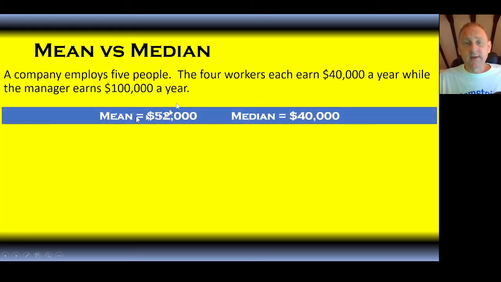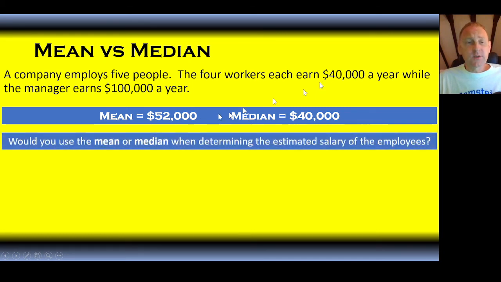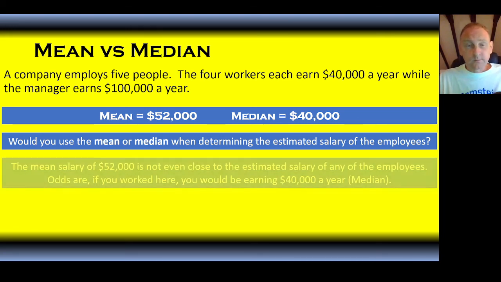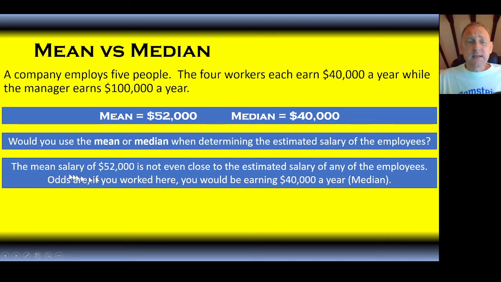So here's our values again. I just put it up here. So what are we going to do? Which one is the best? Would you use the mean or would you use the median when determining the estimated salary of the employees? And a lot of people might think, well, you use the mean for everything because you add up all the numbers. All those numbers count, and you add them up, and that's how you get your value. But if you really think about it, the mean salary of $52,000 is not even close to the estimated salary of any of the employees. That's $12,000 more than any of the workers get, and it's significantly less than the manager gets. So it's not a very good estimate of what anybody makes here.